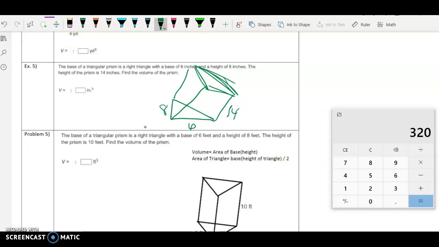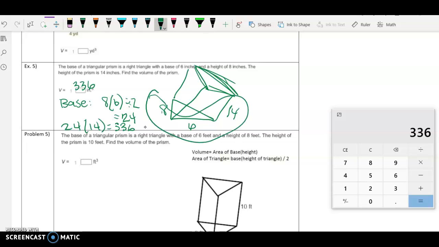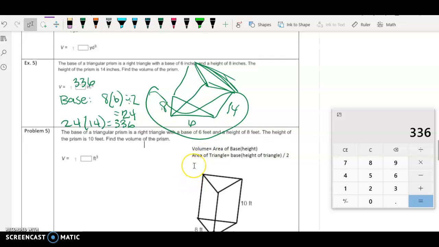And so we find the area of the base. We have 8 times 6. And remember, it's a triangle, so we have to divide by 2. 48 divided by 2 equals 24. Now we take 24 times our height, 14. 24 times 14 gives us 336. So our answer is 336. You also could have just multiplied all of these together and then divided by 2. That's another option. So you are going to do problem 5 on your own.